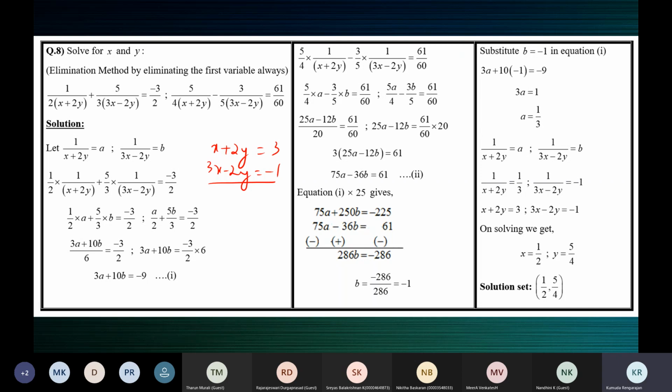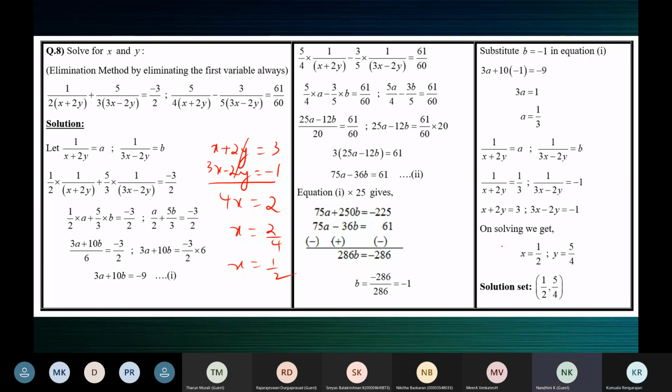Yes, Nandini? Yes, ma'am. Plus 2y and minus 2y gets cancelled. Okay, and we get 4x is equal to 2. Very good. x is equal to 2 by 4, and x is equal to 1 by 2. Very good.